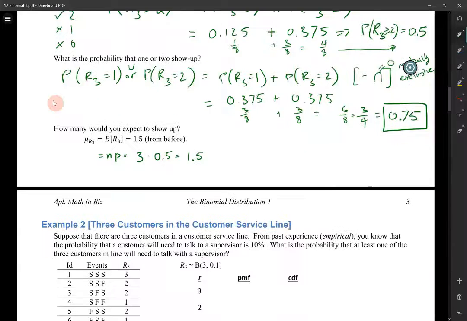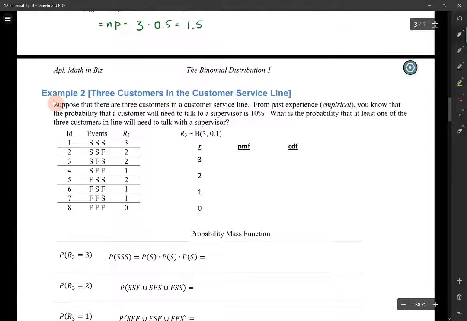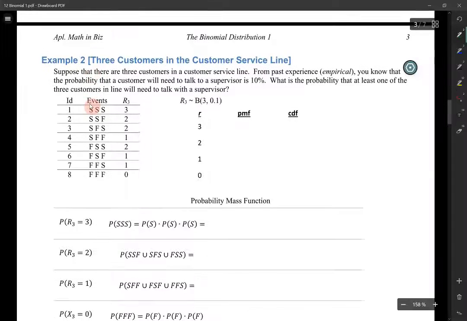Okay, so let's look at another example here. We have 3 customers in the customer service line. Suppose that there are 3 customers in a customer service line. From past experience, from empirical evidence, you have data and you analyze your data. So from historical empirical records, we know that the probability that a customer will need to talk to a supervisor is 10%. What is the probability that at least one of the 3 customers in line will need to talk with a supervisor?